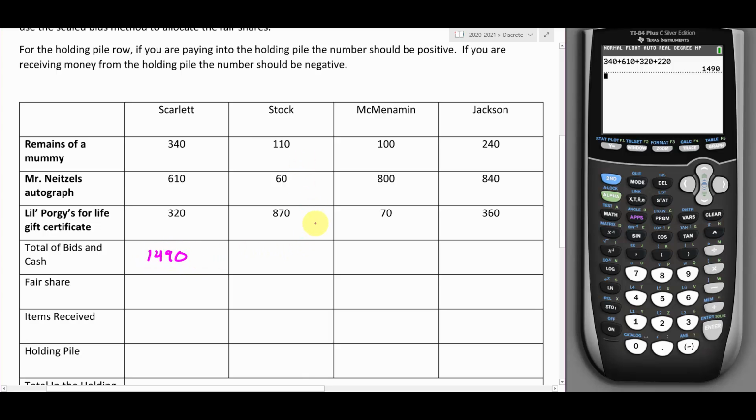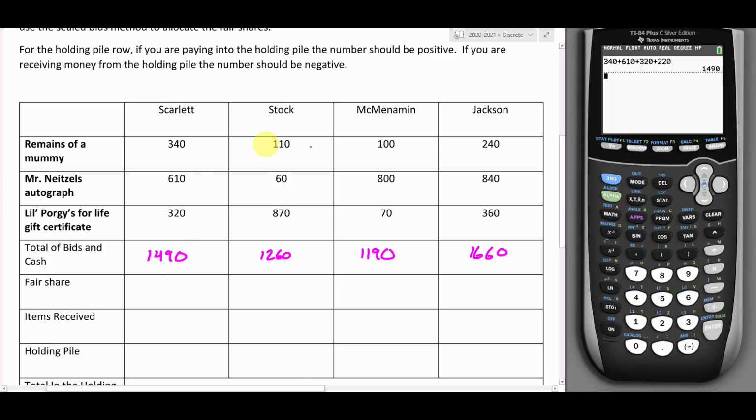Okay, and then we would do the same thing for Stock. We would add up Stock's three bids plus the $220 in cash, and we would get $1,260 for Stock. We would do the same thing for McMenamin. So her total value would be $1,190, and Jackson's total value would be $1,660 for the estate.